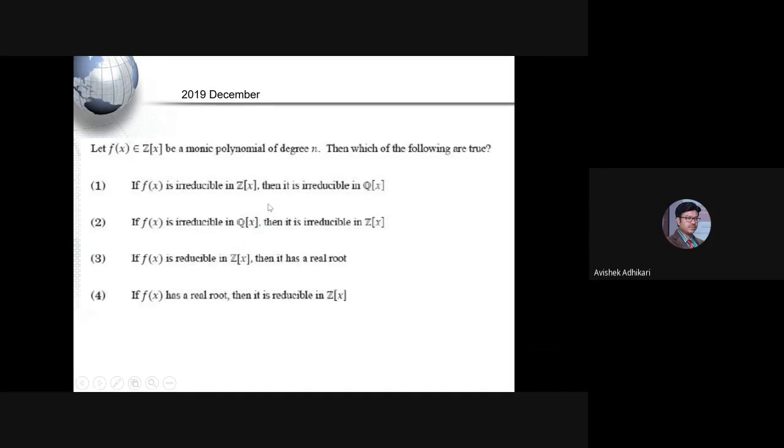Since it is a primitive polynomial, both of them must be correct, right? It's an if and only if. If it is irreducible here, then it will also be irreducible here, and if it is here, then it will also be here. So both 1 and 2 are correct. Then what about 3 and 4? So 3 is false, I guess. Sir, 4 is false. Okay, 4 is false.